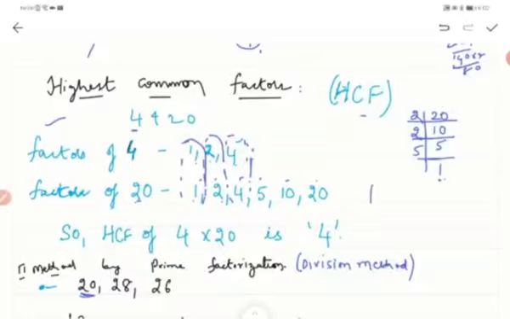What about 28? I'll take the smallest factor, that is 2; 2 1s are 2, 2 4s are 8. Now again 2 7s are 14. It will go by only 7 now. So the prime factors of 28 are 2, 2, 7.